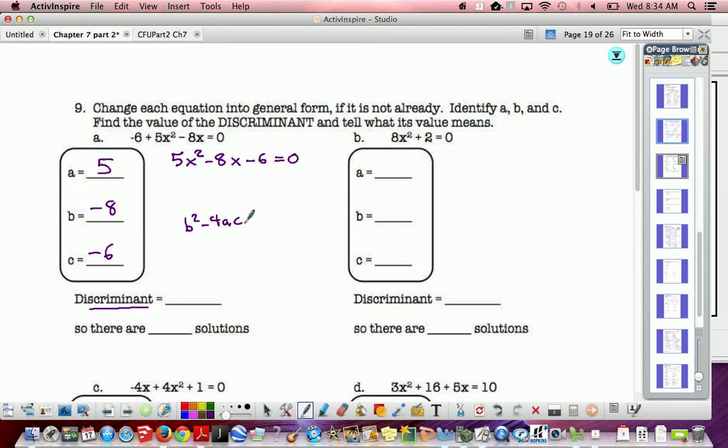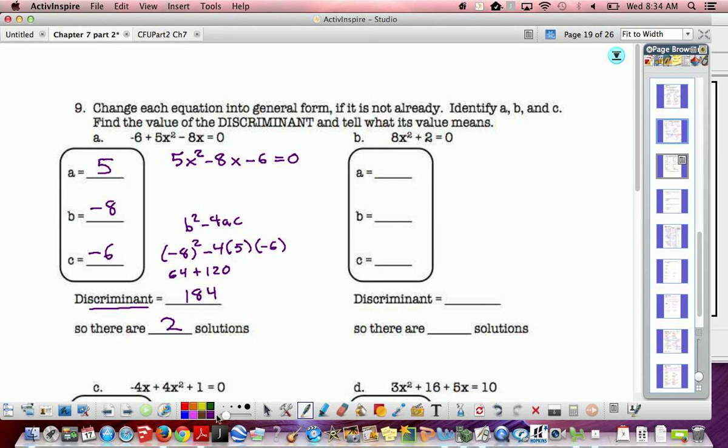In our case here, our discriminant is -8 squared minus 4 times 5 times -6. So I get 64 plus, because it's going to be -4 times 5 times -6, so that's, I believe, 120. If I add those together, I have a discriminant of a positive 184. That tells me that since it's positive, I have 2 solutions.